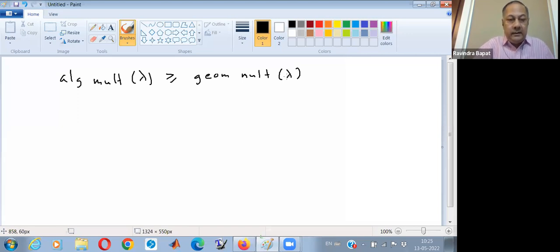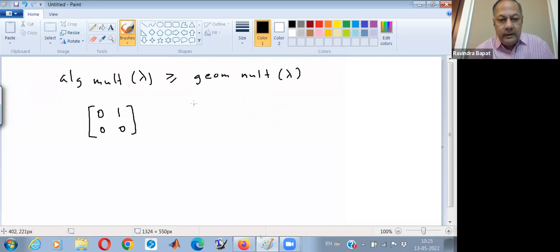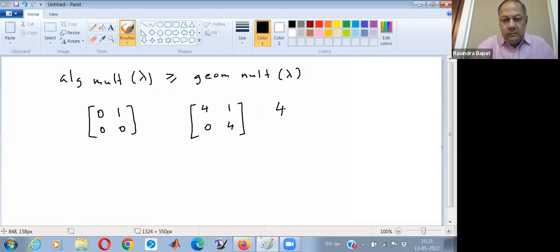A good example where they are not equal is something like what is called a Jordan block. Something like this. Or just to make it clear, let me put some numbers here. This matrix has one eigenvalue only, that is 4. Because if you look at the characteristic polynomial, you get the determinant of lambda minus 4 squared. So there's only one eigenvalue, and because it is lambda minus 4 squared, it occurs twice. So the algebraic multiplicity of 4 is 2.